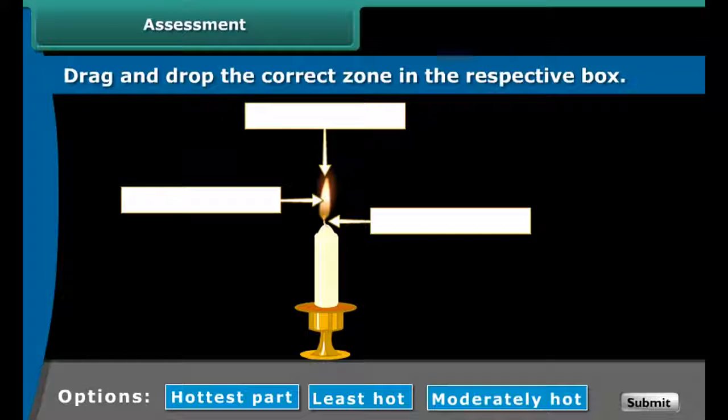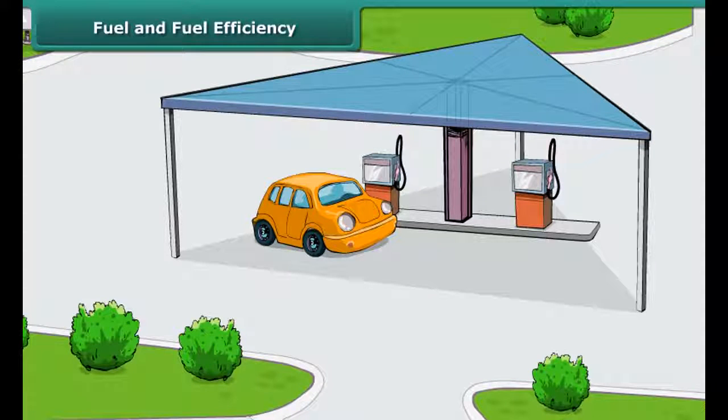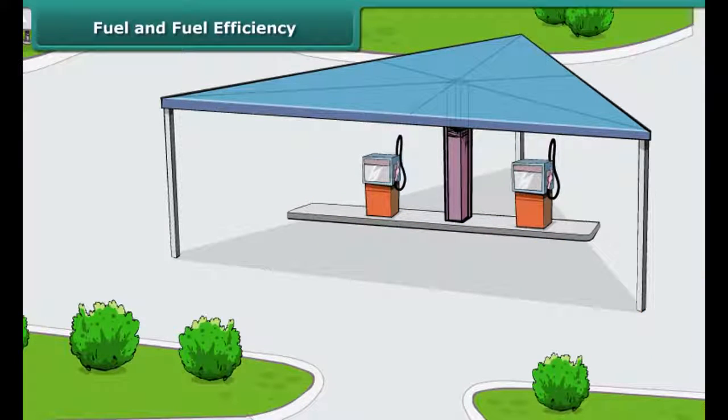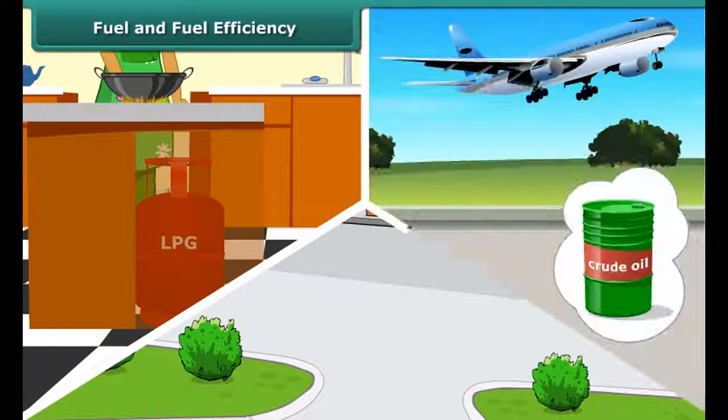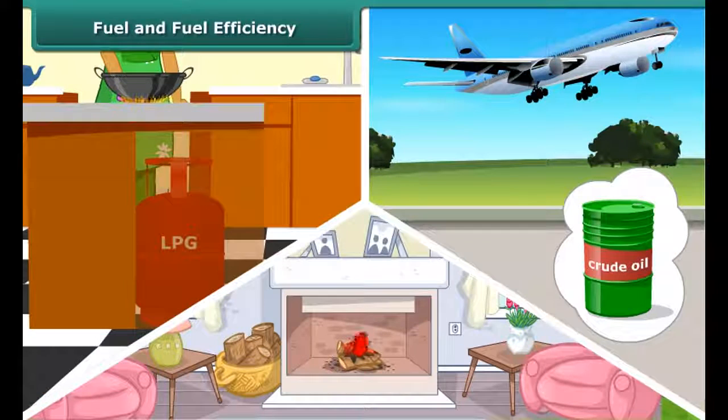All fuels do not burn efficiently. Fuel efficiency is determined by its calorific value. The amount of heat energy produced on complete combustion of 1 kg of a fuel is called its calorific value, and it is expressed in a unit called kilojoule per kg.